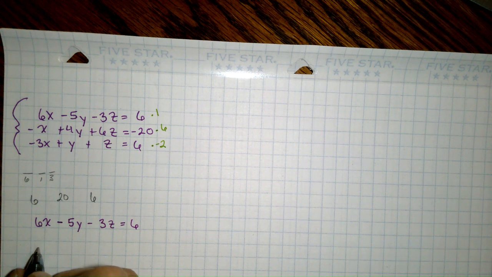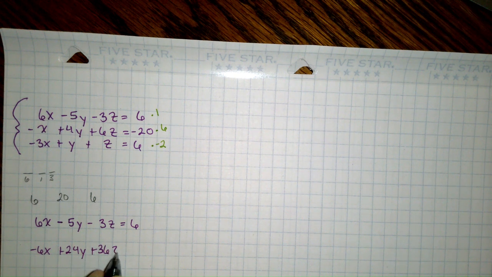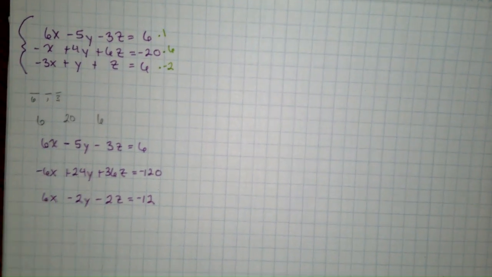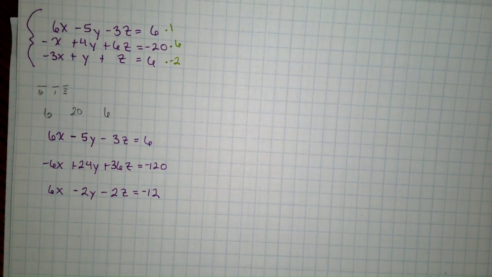Leave that blank grid. So we'll have negative 6x plus 24y plus 36z equals negative 120, and 6x minus 2y minus 2z equals negative 12. And I will tell you, this step is often where most students make their error. They make a small multiplying error, or they forget to write a sign down.